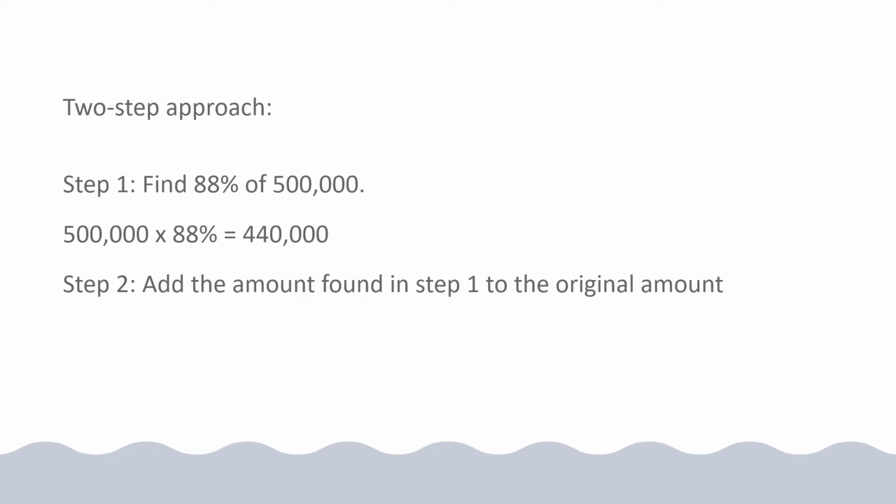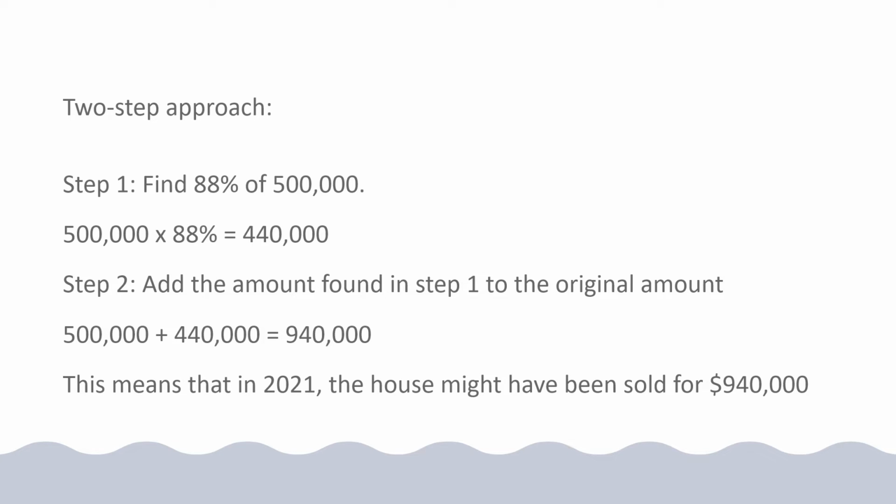Now we want to increase 500,000 by this amount. So that means we need to add 440,000 onto 500,000, and this gives us 940,000. This means that if the house initially sold for 500,000 in 2011, and that house prices increased 88% since then, that the house could sell for around 940,000 in 2021.